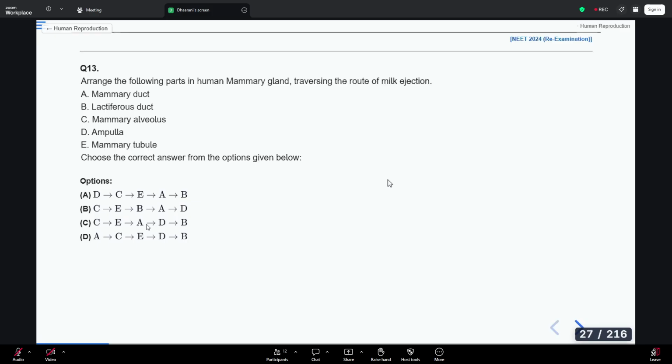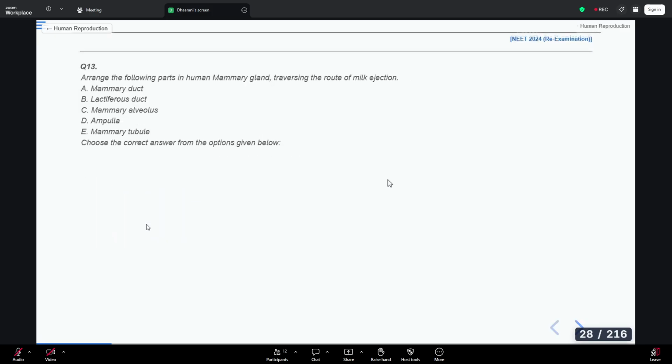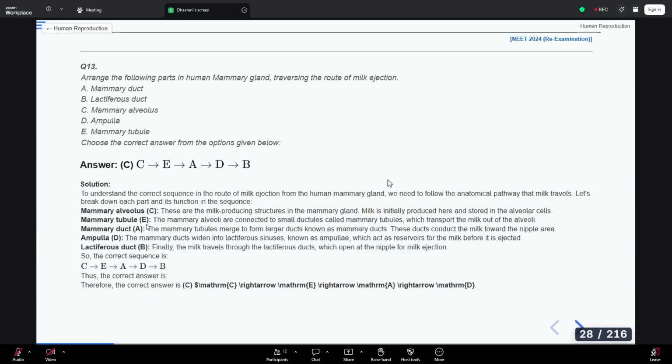Okay, let's see the answer now. So the answer is option C. So the route of milk ejection is generally alveoli, then mammary tubules, then mammary ducts, mammary ampulla, lactiferous duct, and then it will come out through the nipple. So that is the answer. Let's see the next question.